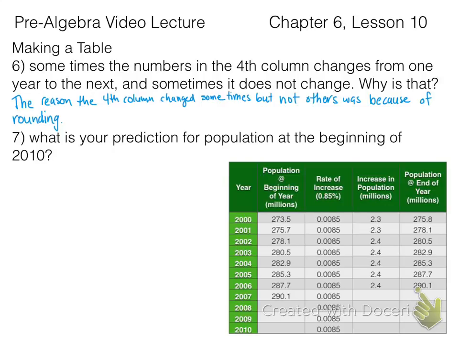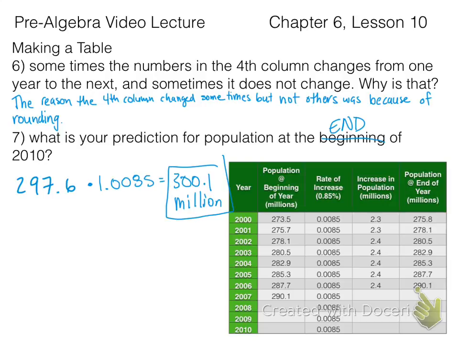All right, number 7, last question. What is your prediction for the population at the end of 2010? If you remember, we're supposed to be at the end of 2010 because we've already asked that question about the beginning. Sorry about the typo. All right, so let's take the population from the beginning of 2010, which is 297.6. We're going to multiply it by the percent increase, and it's going to get us the new amount, which is just over 300.1 million.